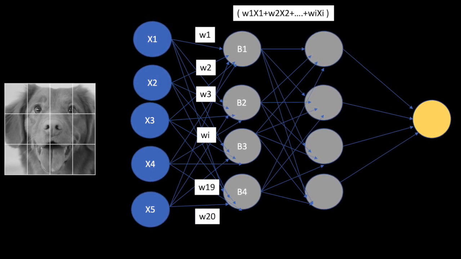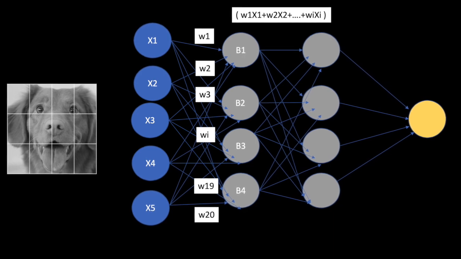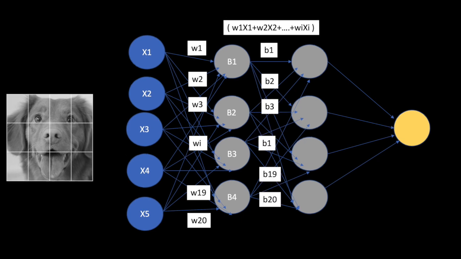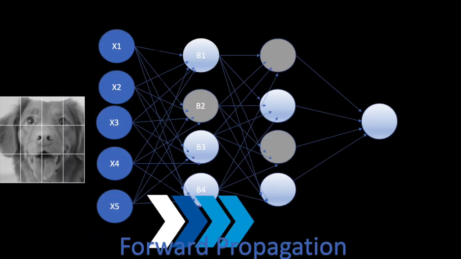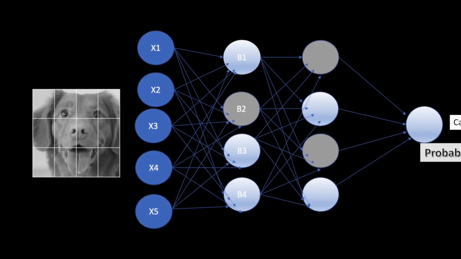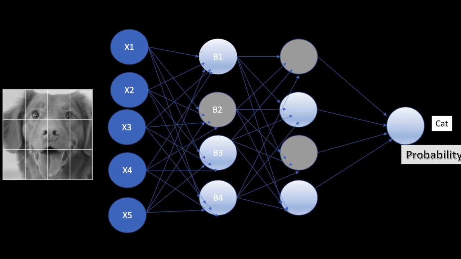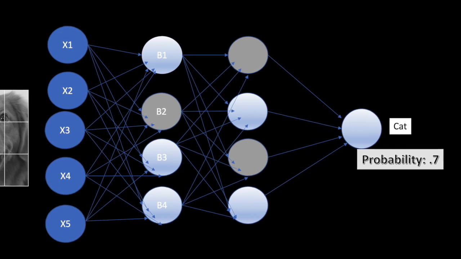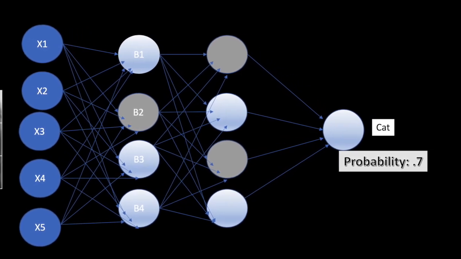In the hidden layer, each of these neurons is associated with a numerical value called the bias, which is then added to the input sum. This value is then passed through a threshold function called an activation function. This is called forward propagation. In the output layer, the neuron with the highest value fires and determines the output value, basically the probability. For example, here, the cat has the highest probability.